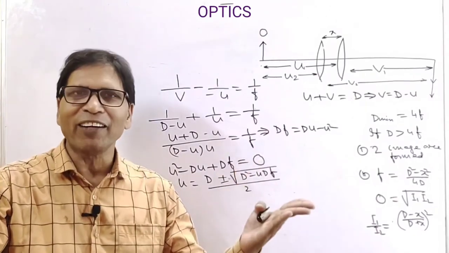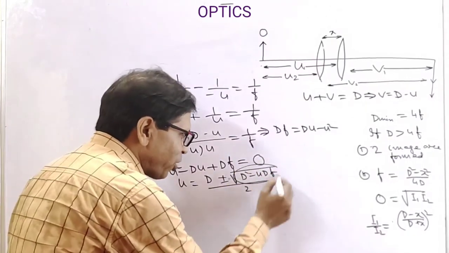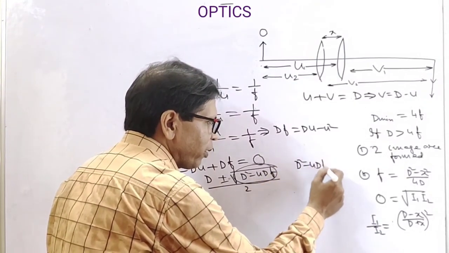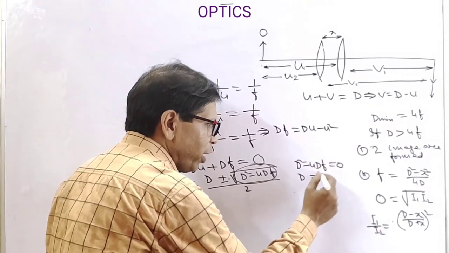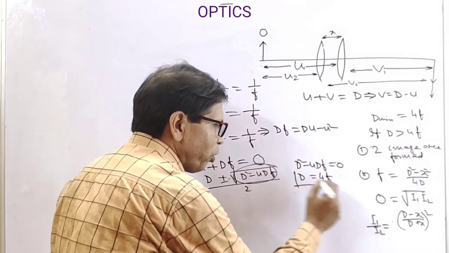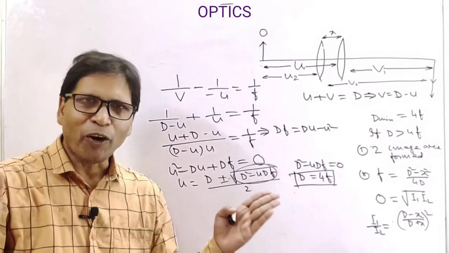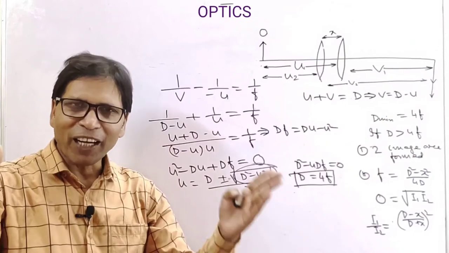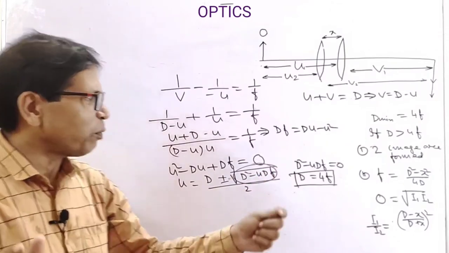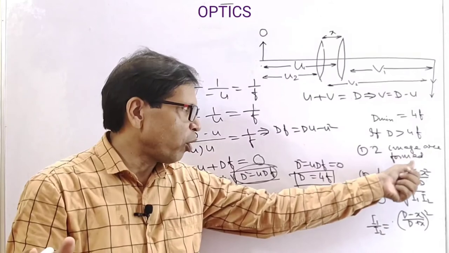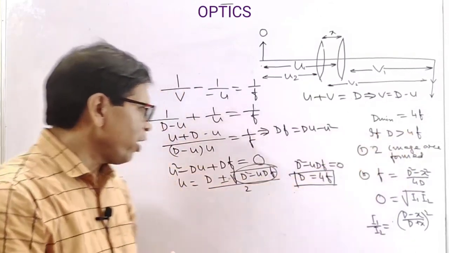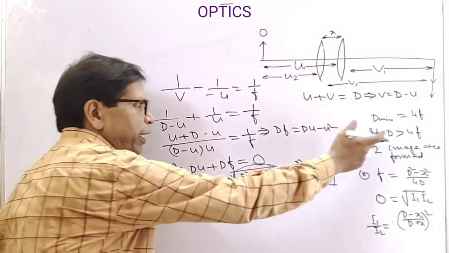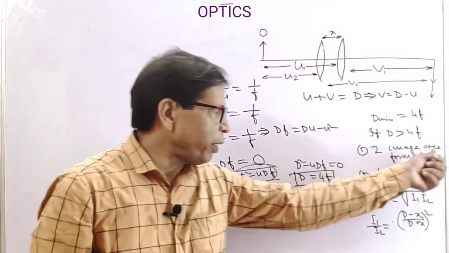U has only one value if this equals 0, therefore d square minus 4df equals 0, therefore d equals 4f. Therefore the minimum distance between object and image is 4 times the focal length of the convex lens. Now the next proof: two real images are formed on the screen if d is greater than 4f.